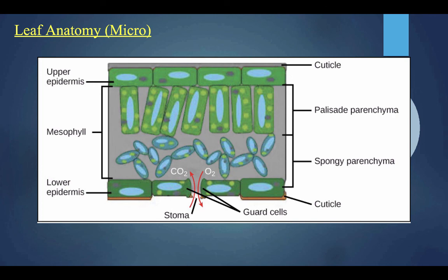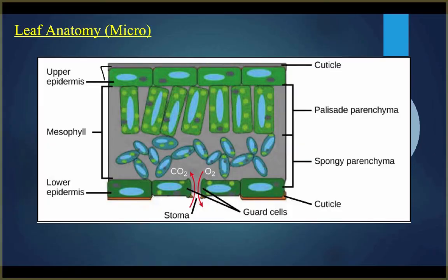Now you can see within the mesophyll, well, we have the layers, right? You have the upper epidermis on the top, the lower epidermis on the bottom, and then you have this middle area that is the mesophyll. So in the mesophyll, you'll see you have parenchyma cells. And the palisade parenchyma cells are actually going to be what have the chloroplast.